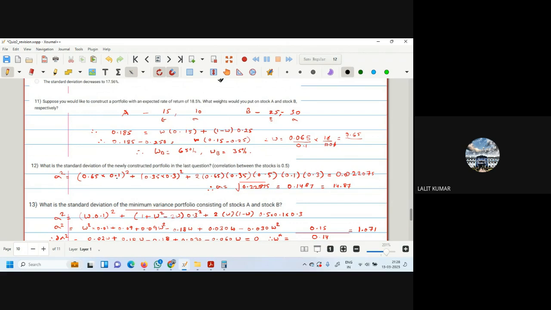Okay, next question is, suppose you would like to construct a portfolio with an expected rate of return of 18.5, what weights you would put on stock A and stock B? So we know the rates of return. Rate of return for A is 15, for B is 25. So you say that I will put W in A and 1 minus W in B. Solving this simple equation, we get W for A, and then 1 minus W for B. So I get 65% and 35%.